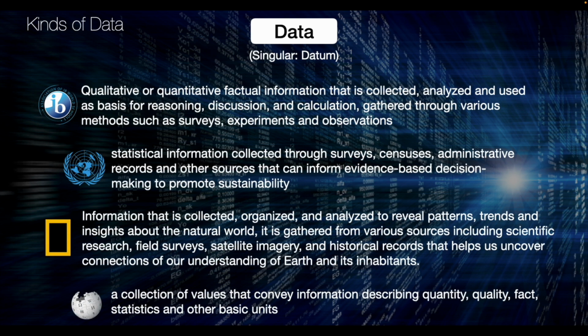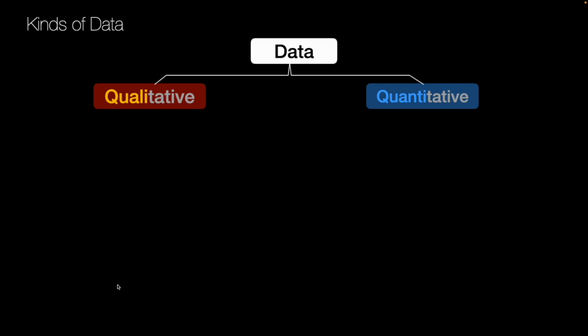IB, United Nations, National Geographic, and even Wikipedia defines data as something that you collect, something that you analyze, and something that you organize in order to come up with a conclusion that will inform your decision. We can also categorize data based on those sources into qualitative and quantitative. Qualitative means it's information about the quality or characteristic. And for quantitative, it is indeed quantity or amount.